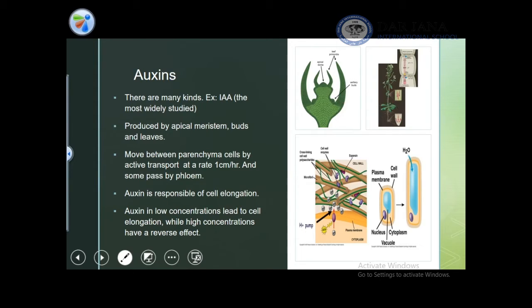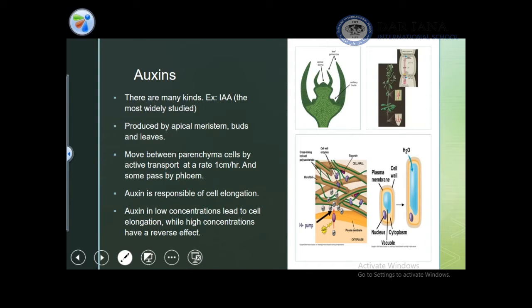Auxin actually can be transported in two different ways. Either it is transported through the parenchyma cells, where it can pass by diffusion from one cell to another, or it can be transported by the phloem of the vascular system.